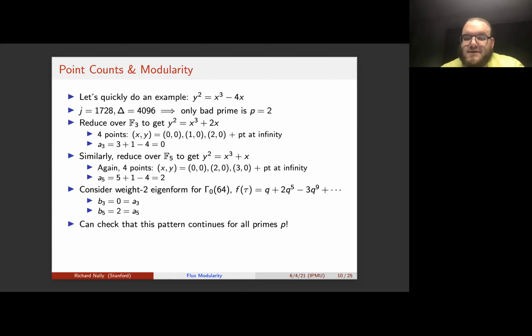Its first few Fourier terms are q + 2q⁵ − 3q⁹, and so on. And so its third Fourier coefficient is 0, which is a₃, and its fifth Fourier coefficient is 2, which is a₅. I've only checked 2 primes, but you can compute however many primes you'd like, and the pattern continues for all primes p. So the point counts for this elliptic curve give you the Fourier coefficients for this cusp form for all good primes. That's what we mean when we say the elliptic curve is modular.